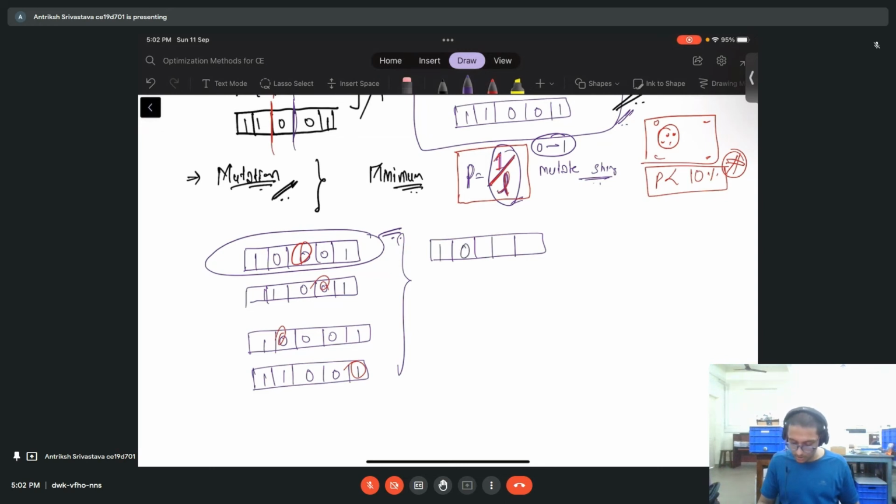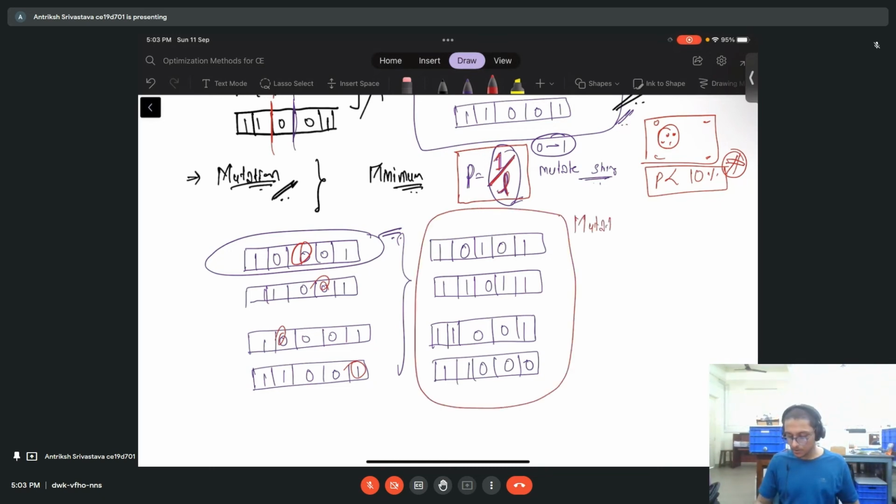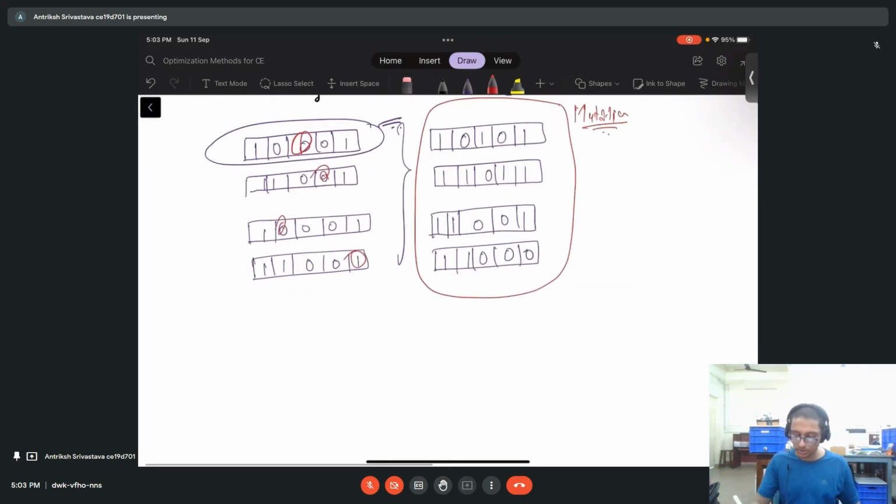We have 1 0 1 0 1 after mutation. We have 1 1 0 1 1. We have 1 1 0 0. Sorry, I again made one more. 1 1 0 0 1 1 0 0 0. So this is our next generation after the mutation. So this is one iteration complete.